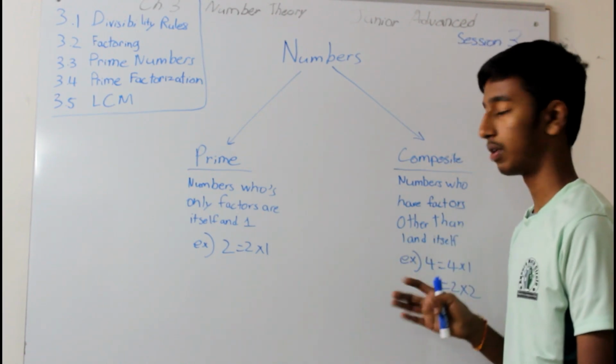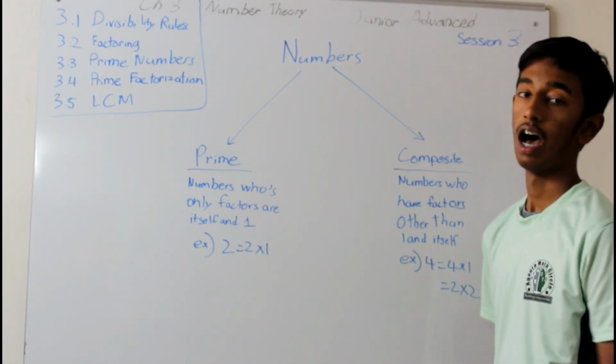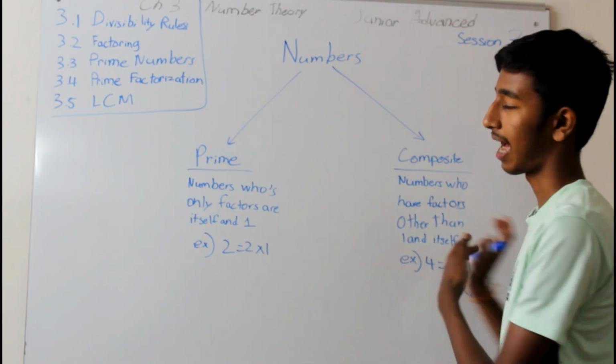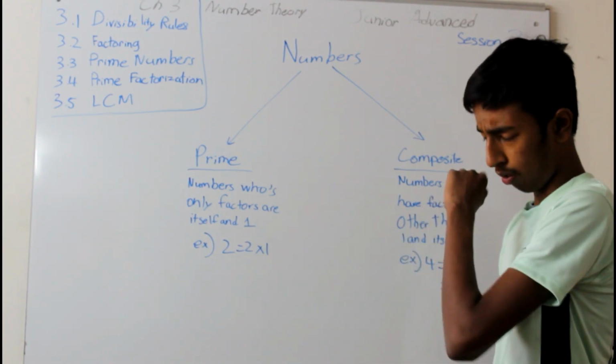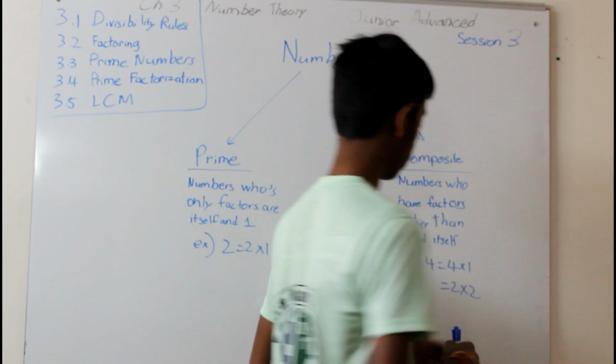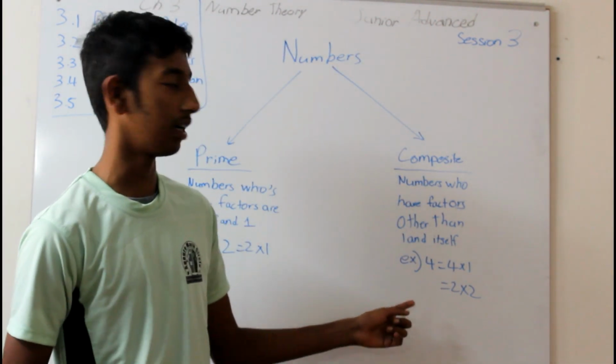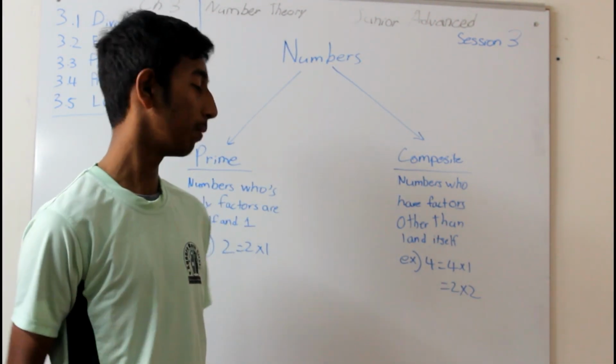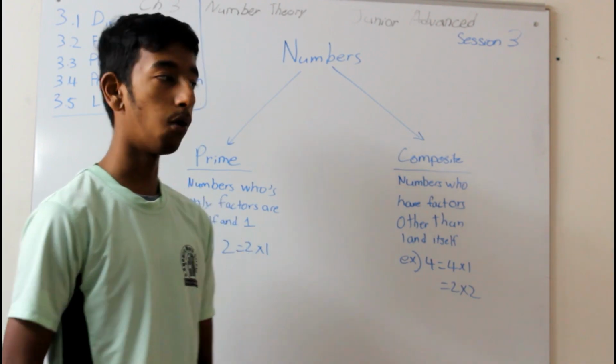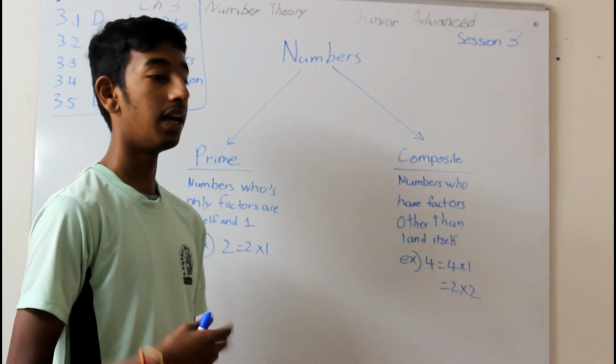Now, composite numbers are numbers who have factors other than itself and 1. They're basically the exact opposite of prime numbers. So, an example of this would be 4. Now, 4 can be written as 4 times 1, but can also be written as 2 times 2. Therefore, it has factors other than itself and 1.